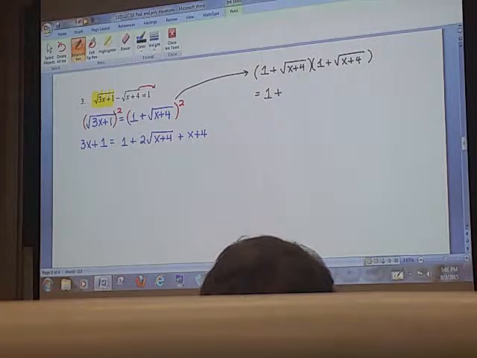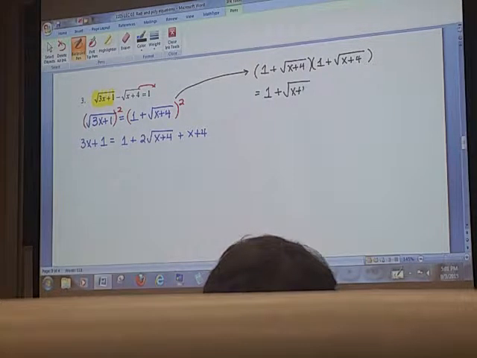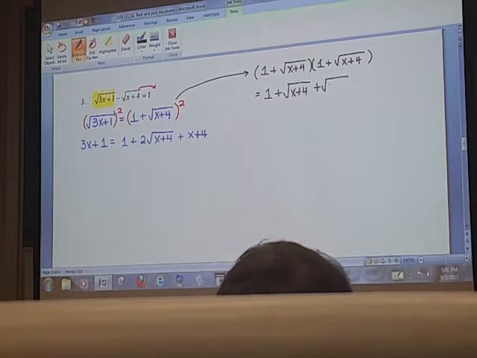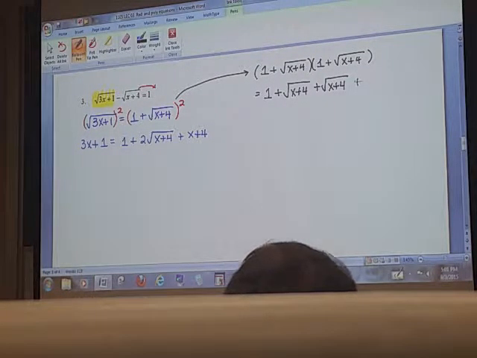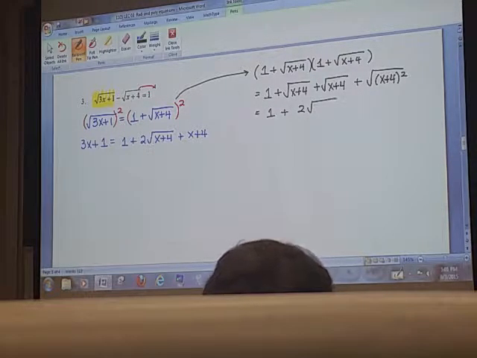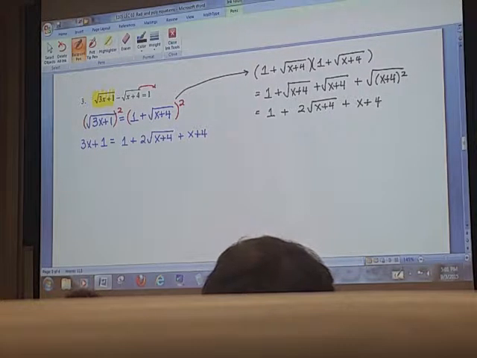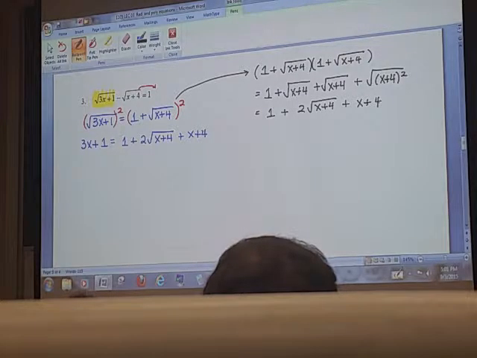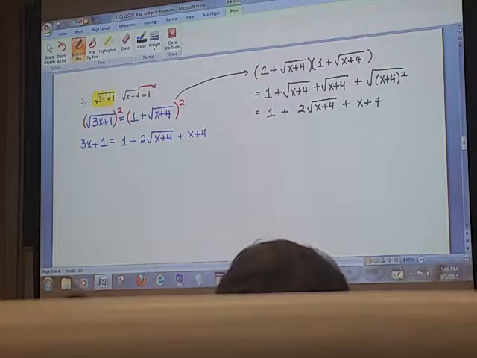So it'd be 1 plus the square root of x plus 4 times 1 plus the square root of x plus 4. That would be 1 plus 2 square root of x plus 4 plus x plus 4. Personally, I've learned the trick. Does it get you there without having to see more mess? Yeah.